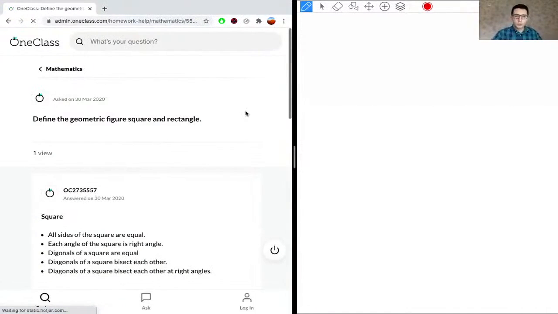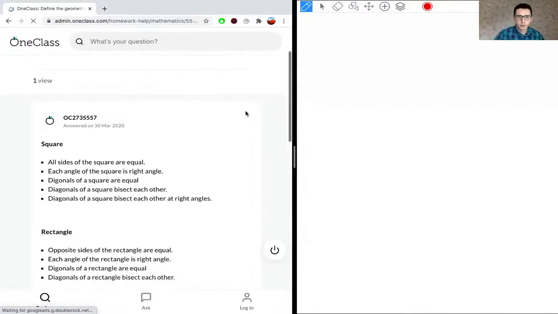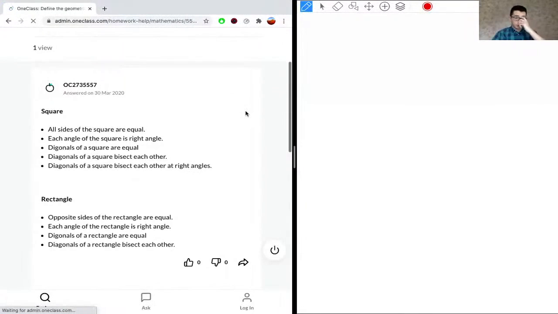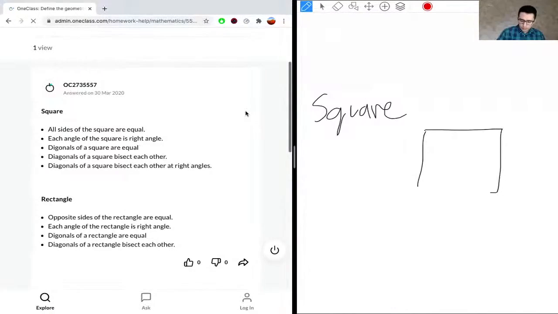So here the question is asking us to define the geometric figures, square and rectangle. So we want to define the properties of a square and a rectangle. We'll start off with a square. So first property of a square is that we have 4 sides and they're all equal.